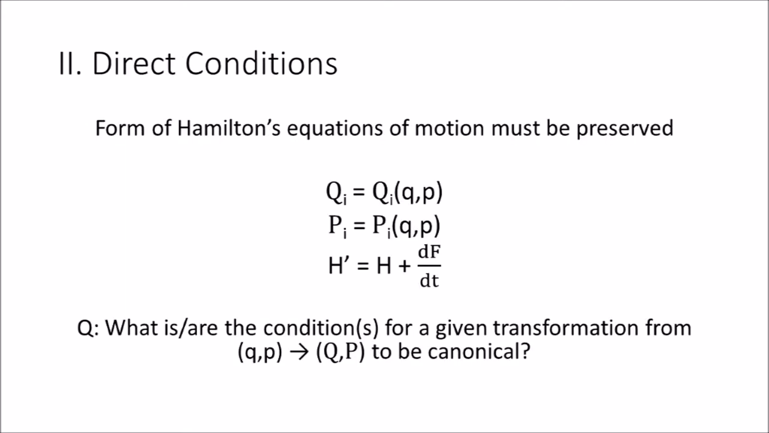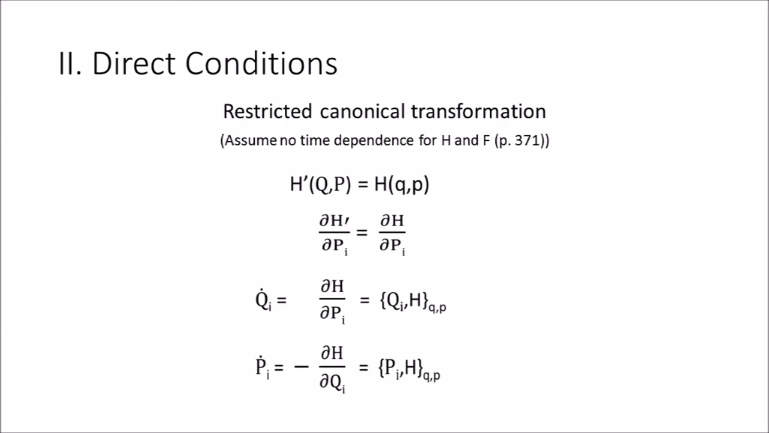So, Hamilton's equations of motion have to be preserved. The big question: what is or are the conditions for a given transformation, a mapping from one phase space coordinate system to another phase space coordinate system for the purpose of making a problem easier to solve? What are the conditions for that transformation to be canonical? Let's do a simple problem, no time dependence, which is, I know, fabulous. All physics students love no time dependence.